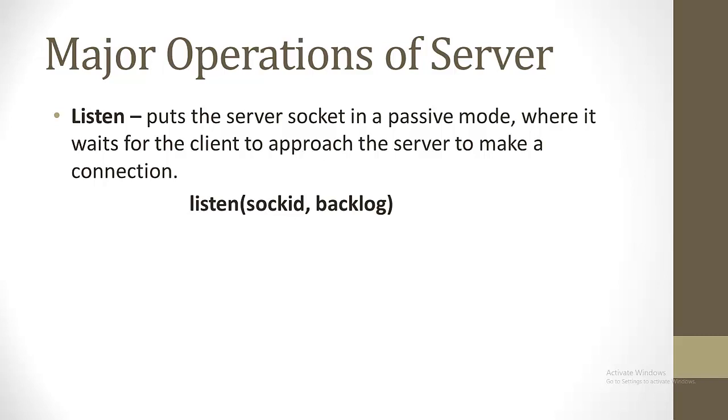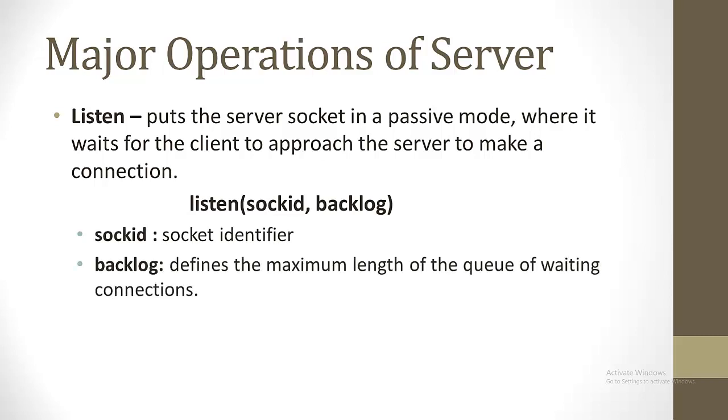And we have only two parameters. As I already said, sock ID indicates a socket identifier. And what is this backlog? Backlog defines the maximum length of the queue. So the server can listen to up to how many clients in the queue. It depends on the user. He can specify up to 5, 10, any number. Whatever backlog number is specified here, only that many client connections can be received by the server.